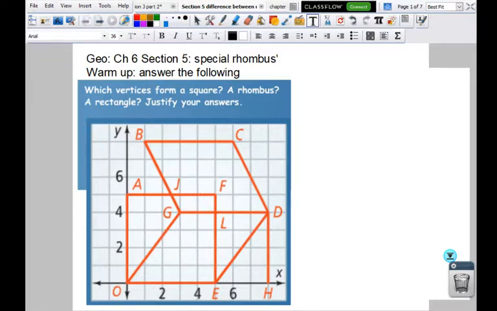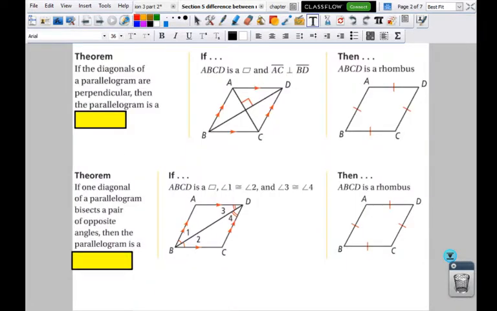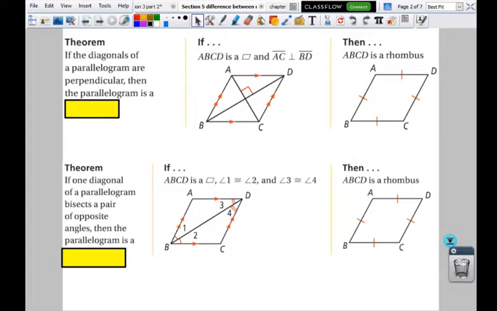Okay guys, it is basically what we did yesterday, but backwards. For some of today, we're going to look at the shapes and say, is that a rhombus, a rectangle, or a square? So, here are some ways we can say the shape is a rhombus, a rectangle, or a square.